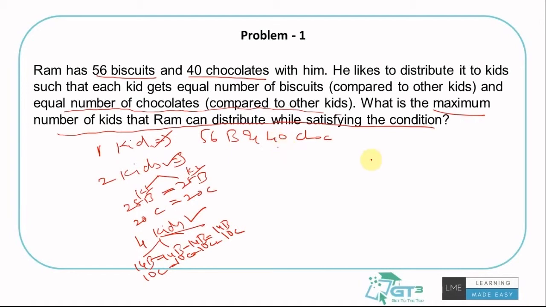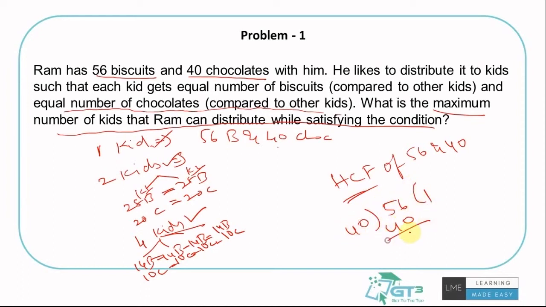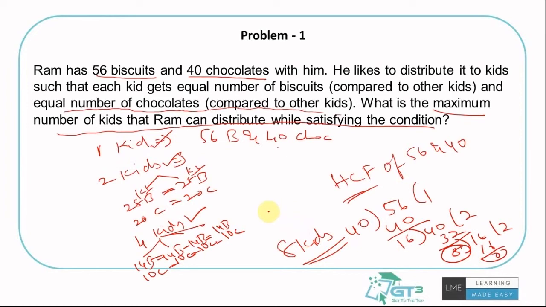So that's where basically it's fundamentally asking us to find the HCF of 56 and 40, the highest common factor, right? All of these are common factors, but I'm trying to find the highest. So let's do the division way that we know. 4 1s are 40. So 16 is a remainder. 16 2s are 32. 8 2s are 16. So that's why the HCF is 8. So 8 kids is the maximum that I can distribute. Each kid will get 7 biscuits and 5 chocolates, right?